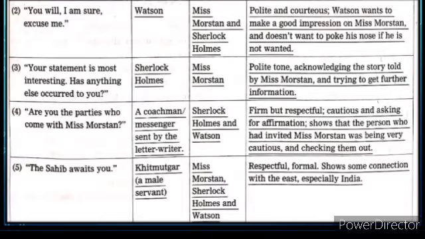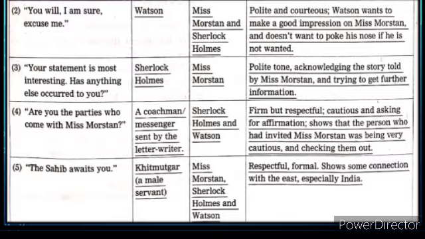Dialogue: You will, I am sure, excuse me. Speaker: Watson, to Miss Marston and Sherlock Holmes. Polite and courteous, Watson wants to make a good impression on Miss Marston and doesn't want to poke his nose in if he is not wanted. Dialogue: Your statement is most interesting. Has anything else occurred to you? Speaker: Sherlock Holmes to Miss Marston. Polite tone acknowledging the story told by Miss Marston and trying to get further information.